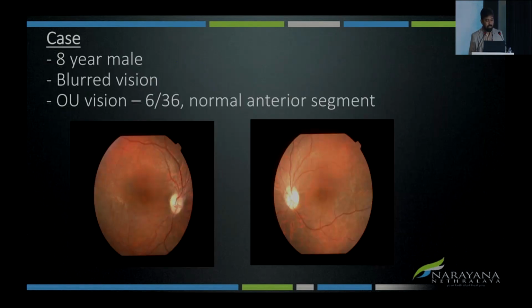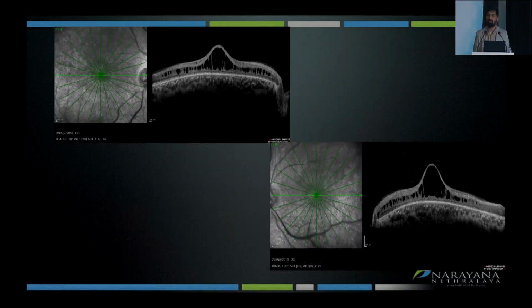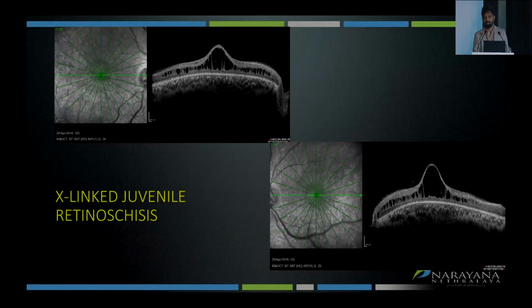So this third case is an 80-year-old male who presented with blurred vision, with a vision of 6/36. If you look at the fundus photo, the foveal reflex is not well defined, and there is non-specific RPE mottling in the perifoveolar region. And look at the OCT, very classic. What is this? It is given as a spotter. Yes, you're right. So it's X-linked juvenile retinoschisis.